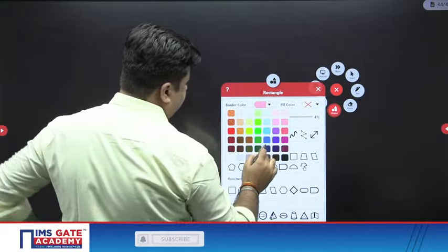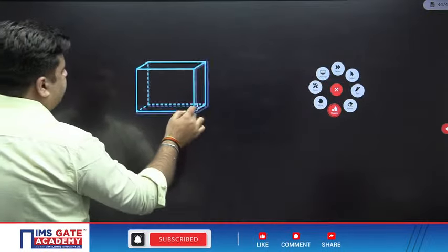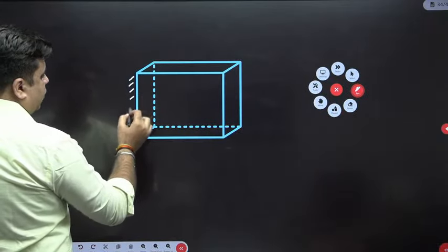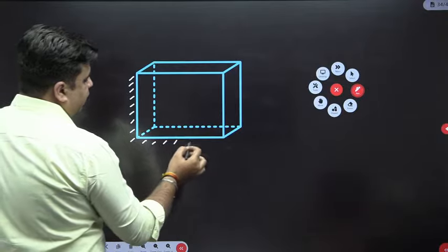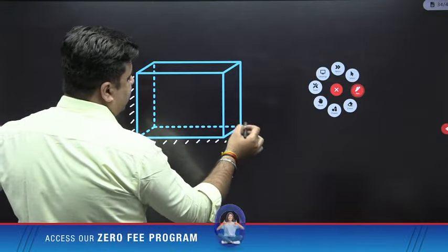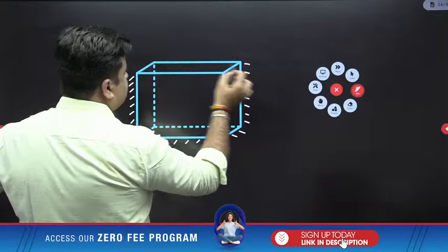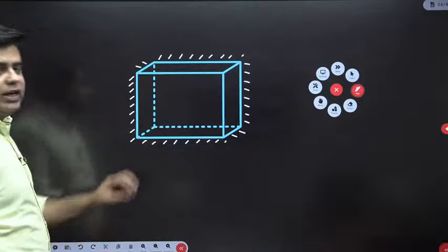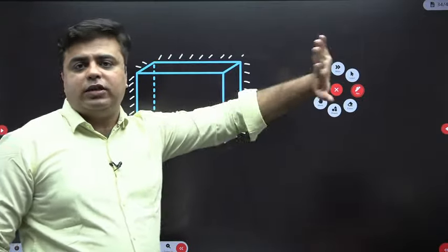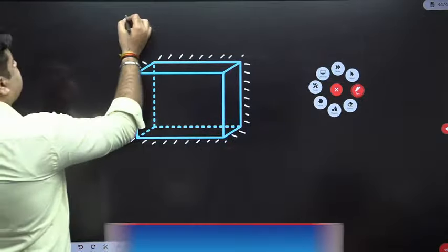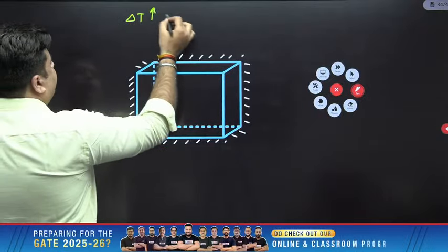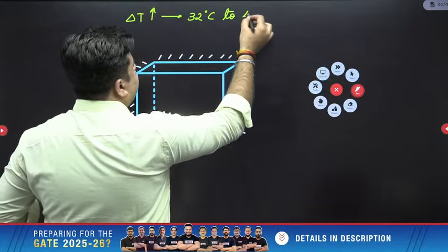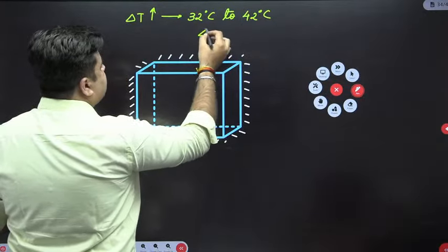you have a metal cube like this. This is the metal cube, right? This metal cube is restrained along all the directions, X, Y, Z, all the directions. Now, if you increase the temperature of this metal from 32 degrees Celsius to 42 degrees Celsius, so the delta T is 10 degrees Celsius.